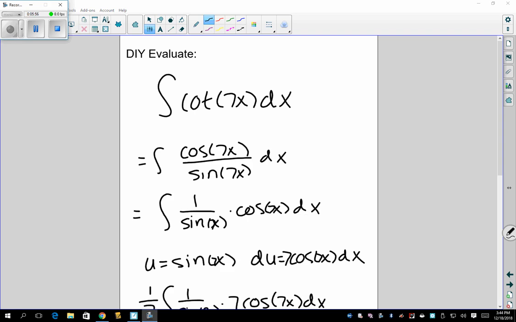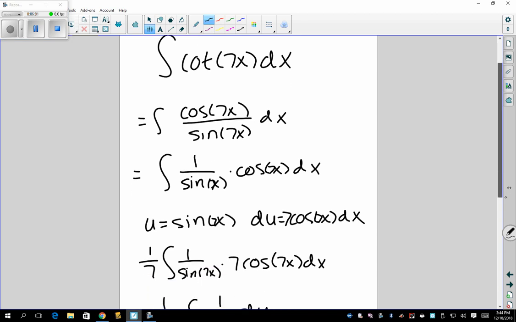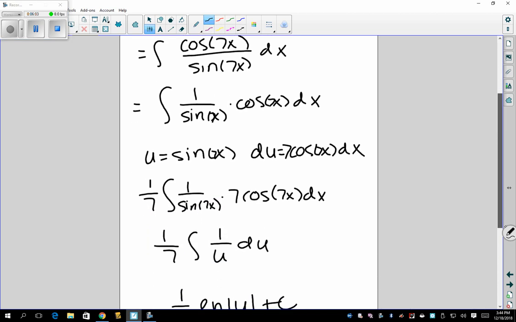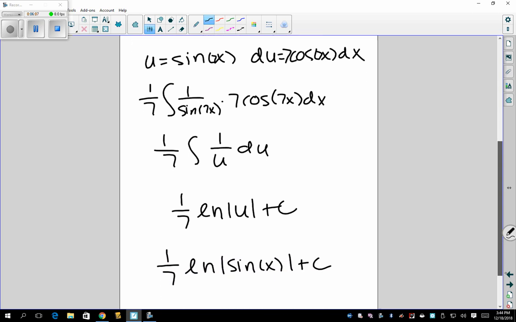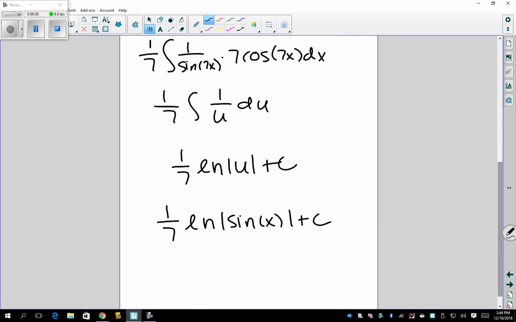So here is my work. First I split it up into cosine and sine, and from there that helped me better see my u and my du. So you should get 1/7 ln, the absolute value of sine of 7x, plus c.